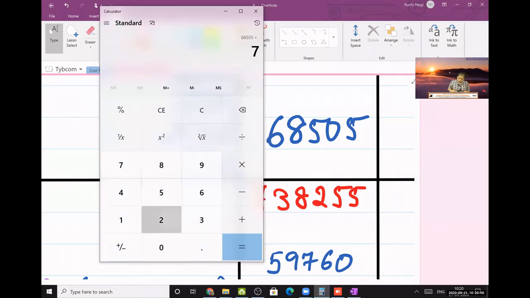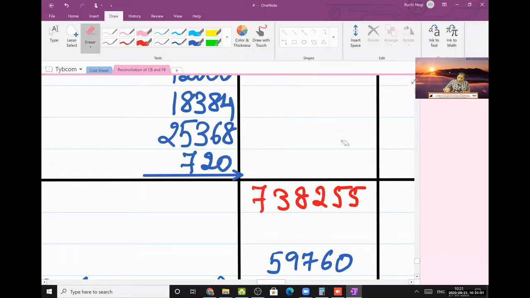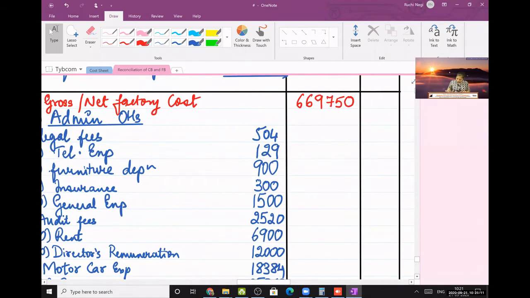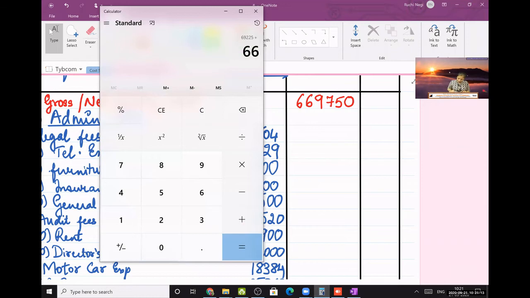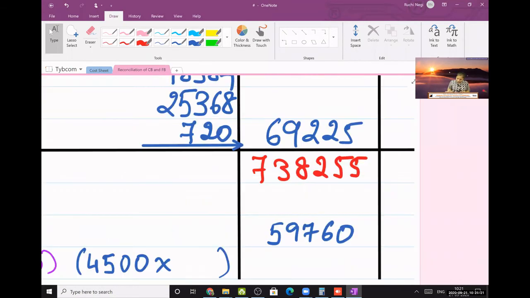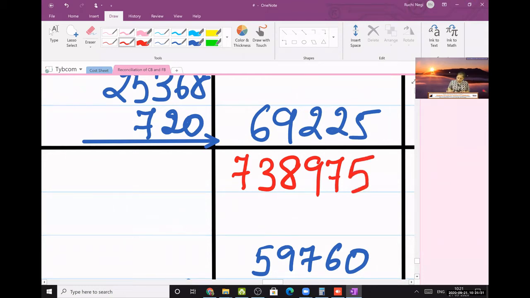68,505 plus 720 is 69,225. Plus this value. Plus this 6,69,750. That gives 7,38,975. Thank you, Prajakta.